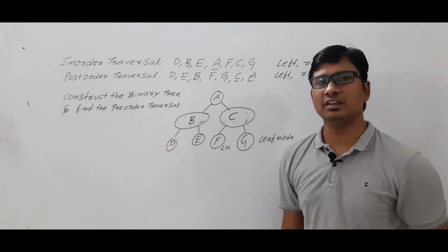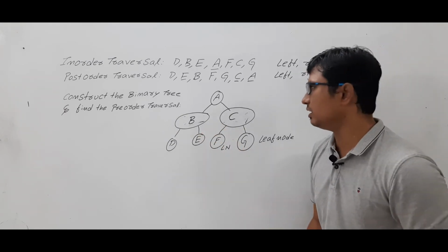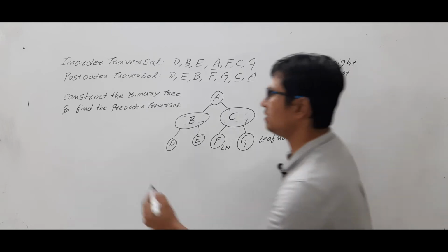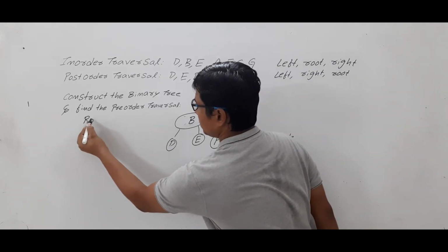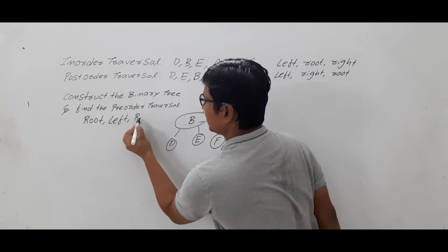Now, I need to find the pre-order traversal from the constructed binary tree. What is the pre-order traversal? First the root, then left, then right.